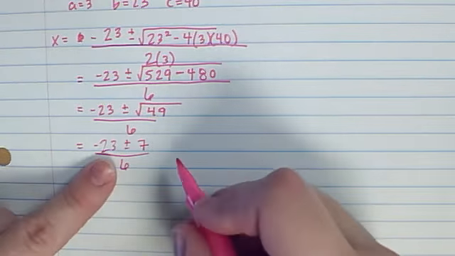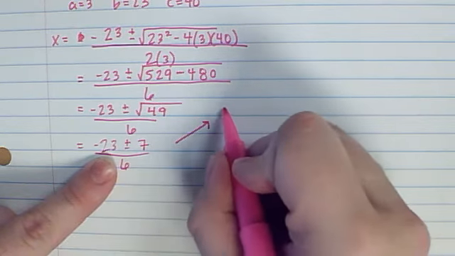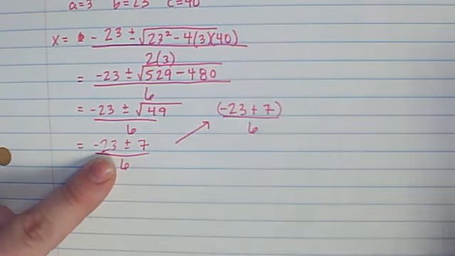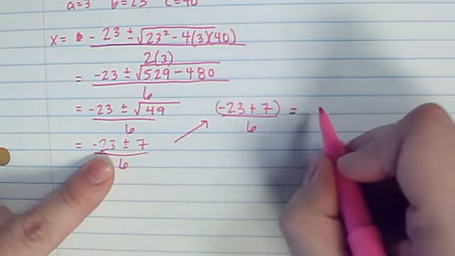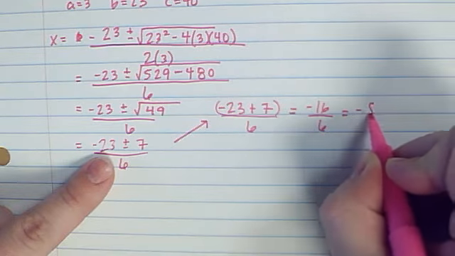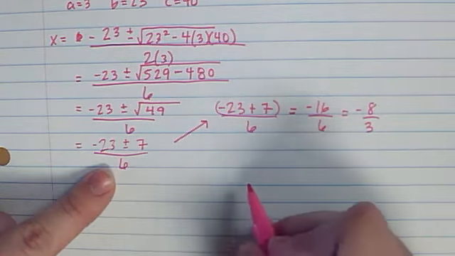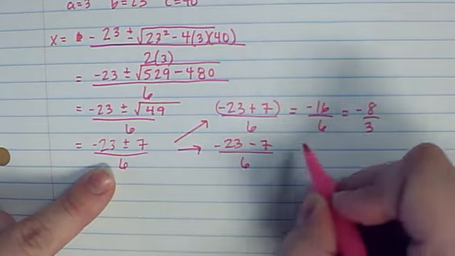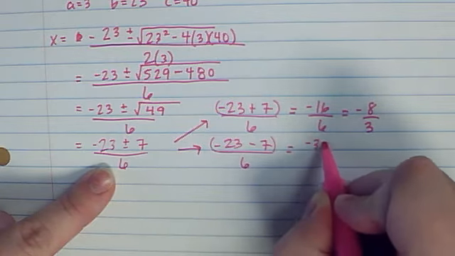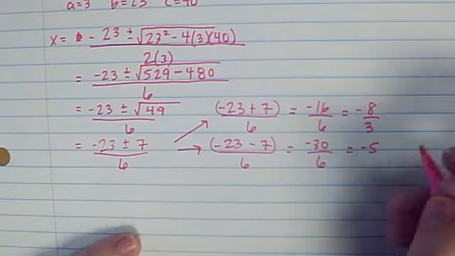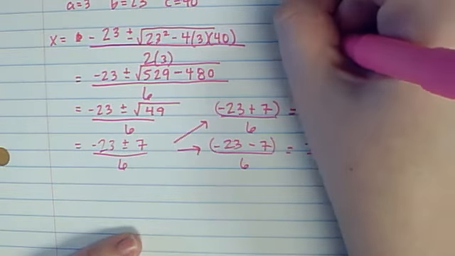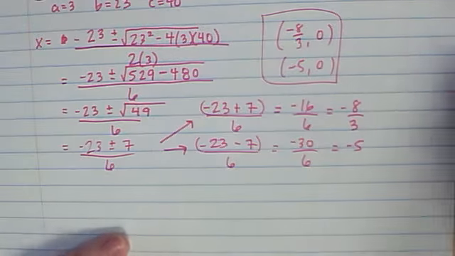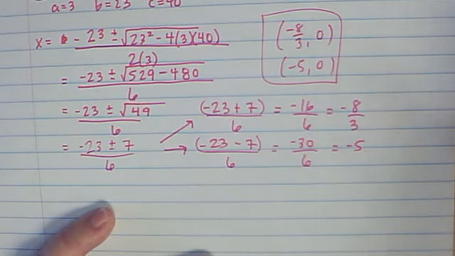So here's where you're going to have to split it up to get your two different answers. I'm going to take negative 23 and I'm going to add 7 and divide by 6. If you're going to do it in your calculator, make sure you do the top in parentheses. So this becomes negative 16 over 6, which is negative 8/3. And then I'm going to take negative 23, I'm going to subtract 7 divided by 6. So this is, again, top first, negative 30 divided by 6, which is negative 5. So my solutions would be negative 8/3, 0, and negative 5, 0. Because remember, those are the points where that parabola crosses the x-axis.